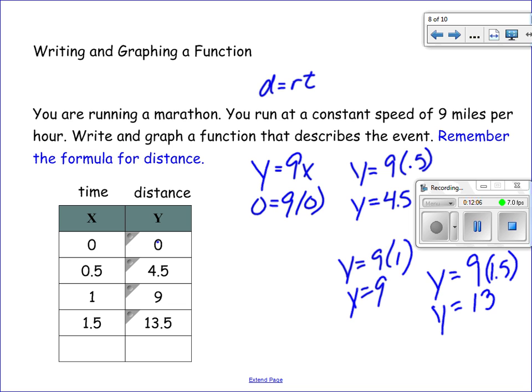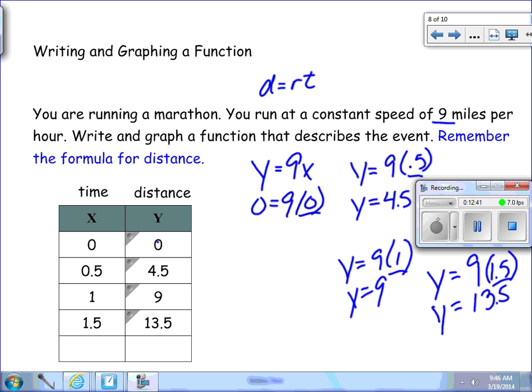So let's recap this one. You have been given a word problem that talks about running a marathon. You run 9 miles an hour, and you need to determine what the distance is going to be. So we plugged in a certain amount of times to determine what our distance would be after each time. Distance is equal to rate times time. 9 miles per hour was our rate, and then we plugged in the time to determine what the distance would be.